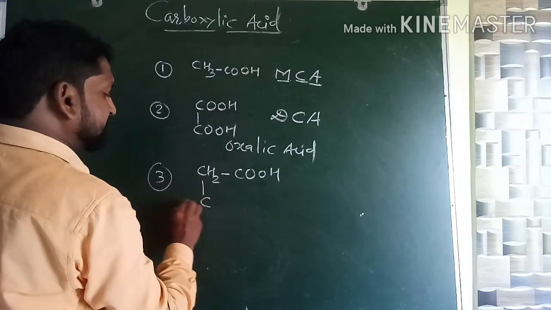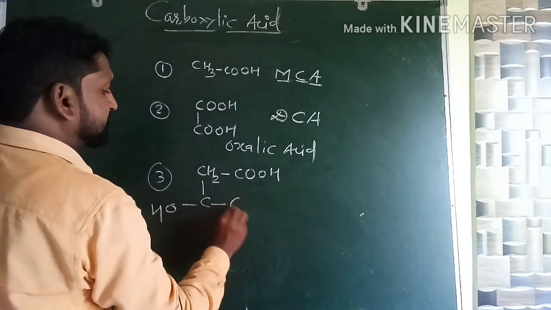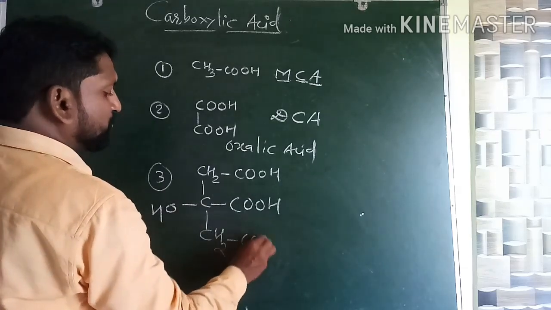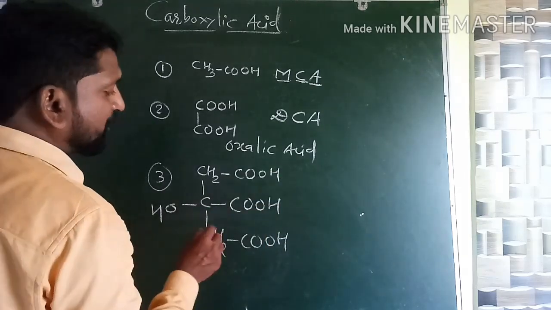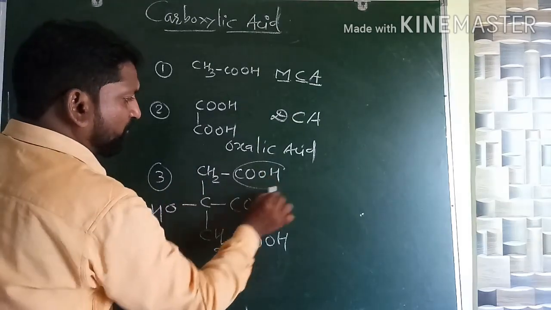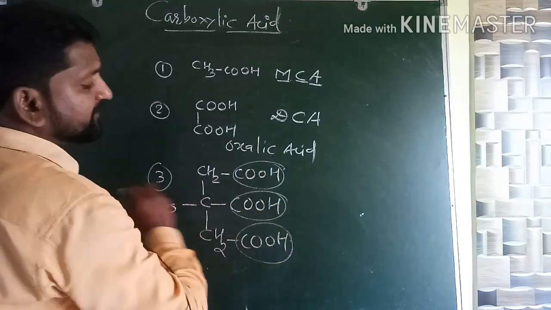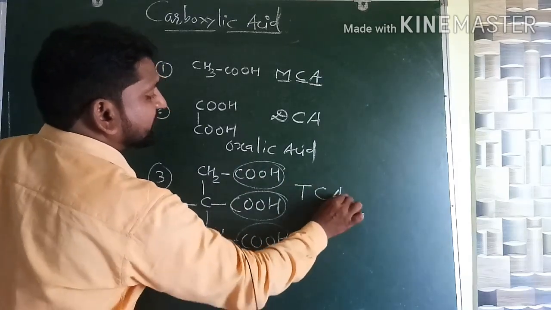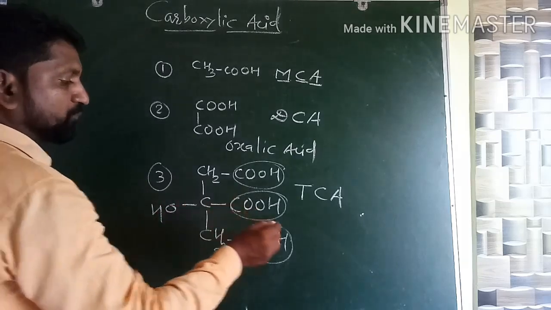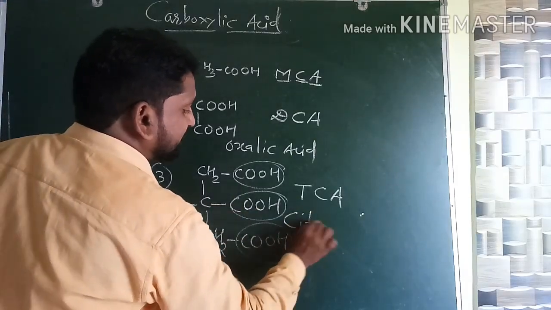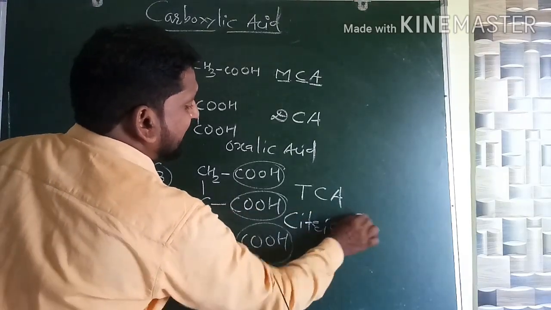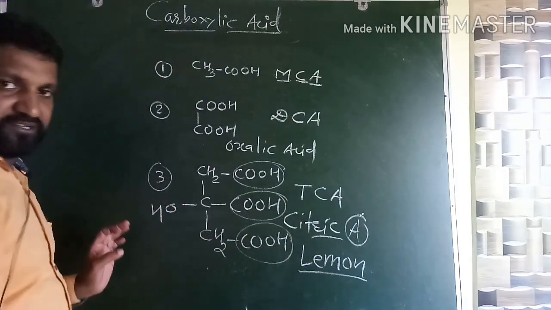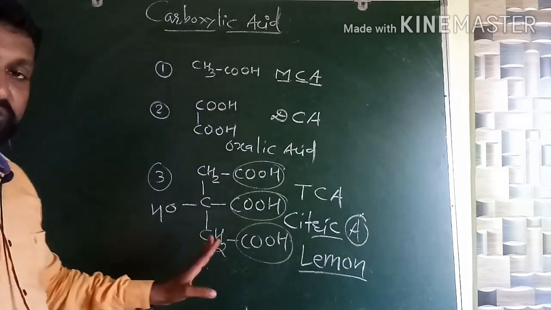Similarly, see here, CH2COOH, and COOH with CH2COOH. What happened in this molecule? How many carboxylic groups are available? 1, 2 and 3. Such carboxylic acids are called tricarboxylic acid, and the well-known example is citric acid, which is present in the lemon, which you know very well.